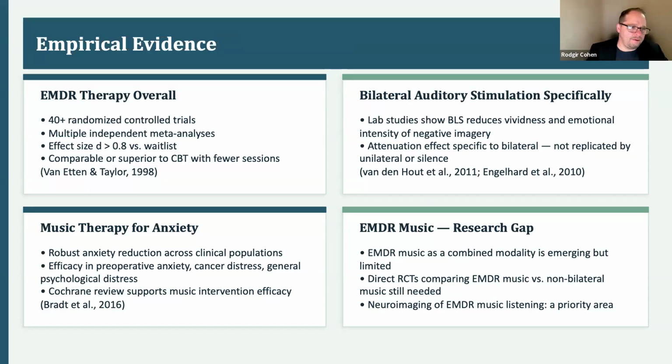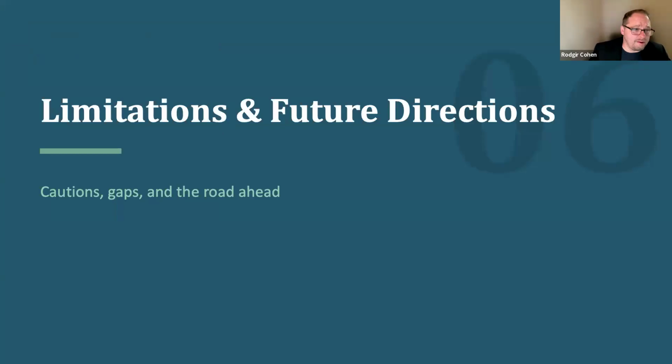We can see that with EMDR therapy overall, there are many different studies. I looked at the Van Etten and Taylor ones, and in bilateral auditory stimulation specifically, lab studies show a reduction in vividness and emotional intensity of negative imagery. Music therapy for anxiety from the BRAT study shows that general psychological distress decreases, and there is a research gap in EMDR music, but the research is increasing and needs to become a priority area.